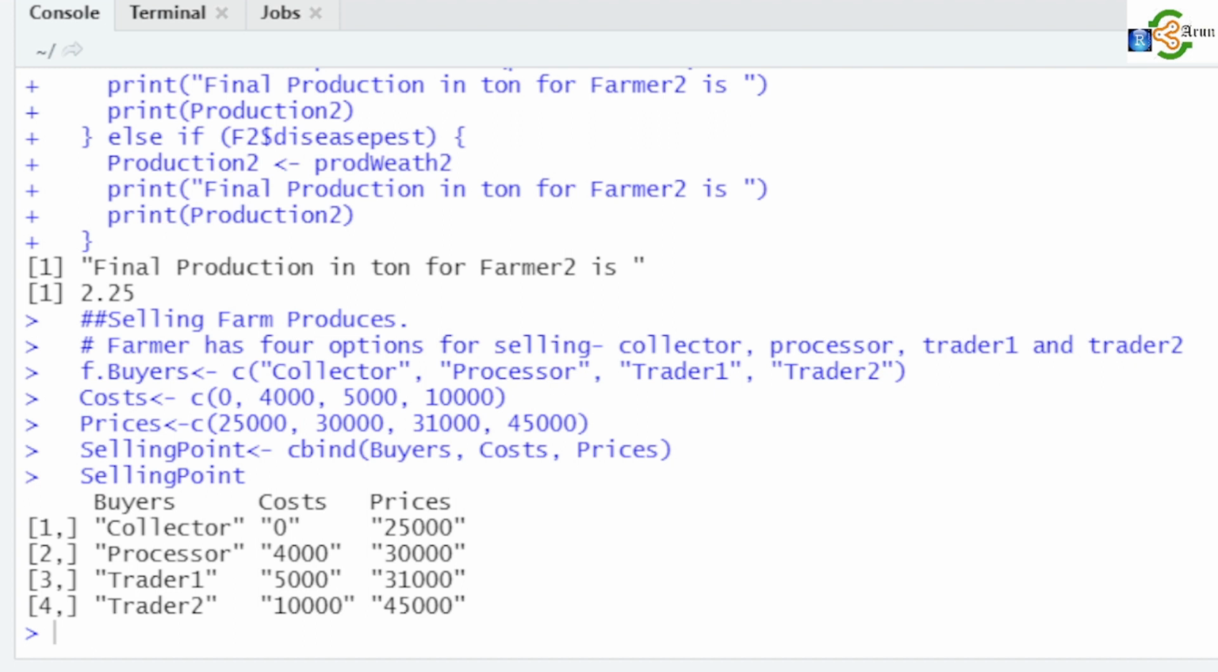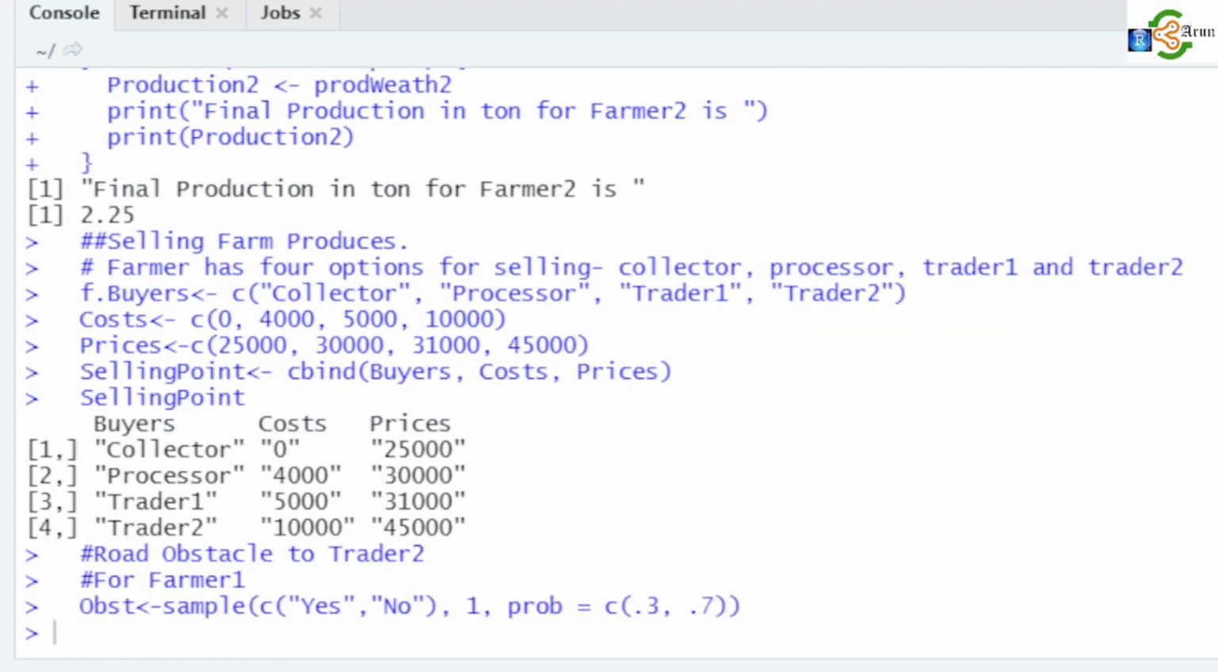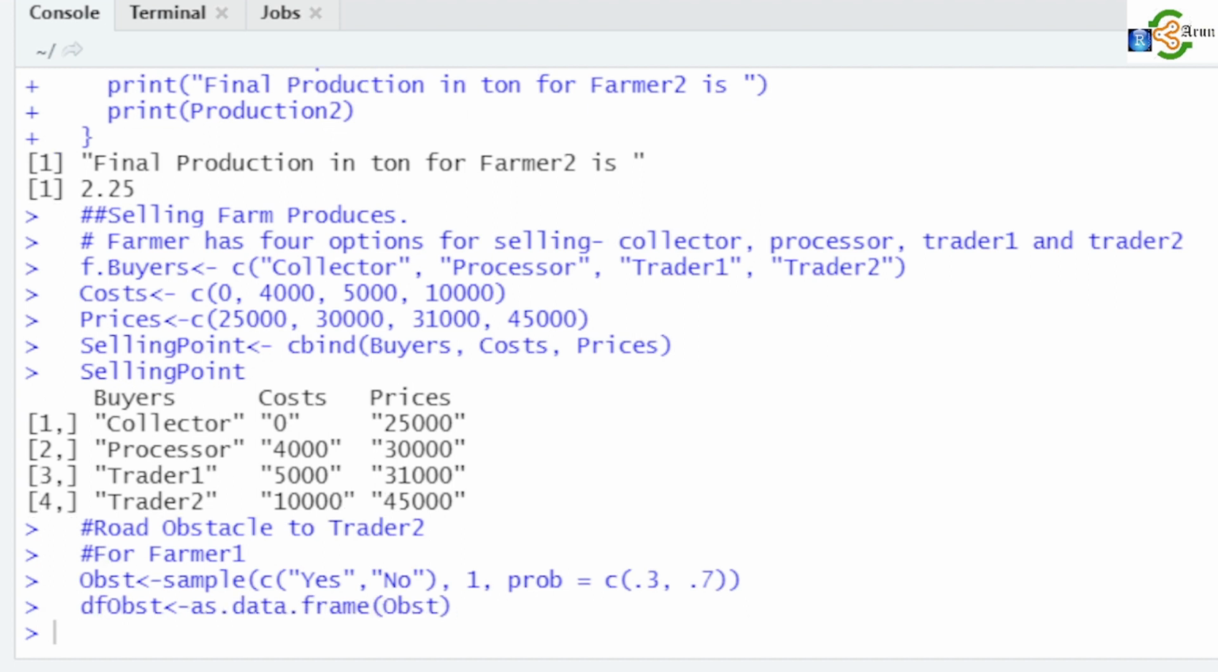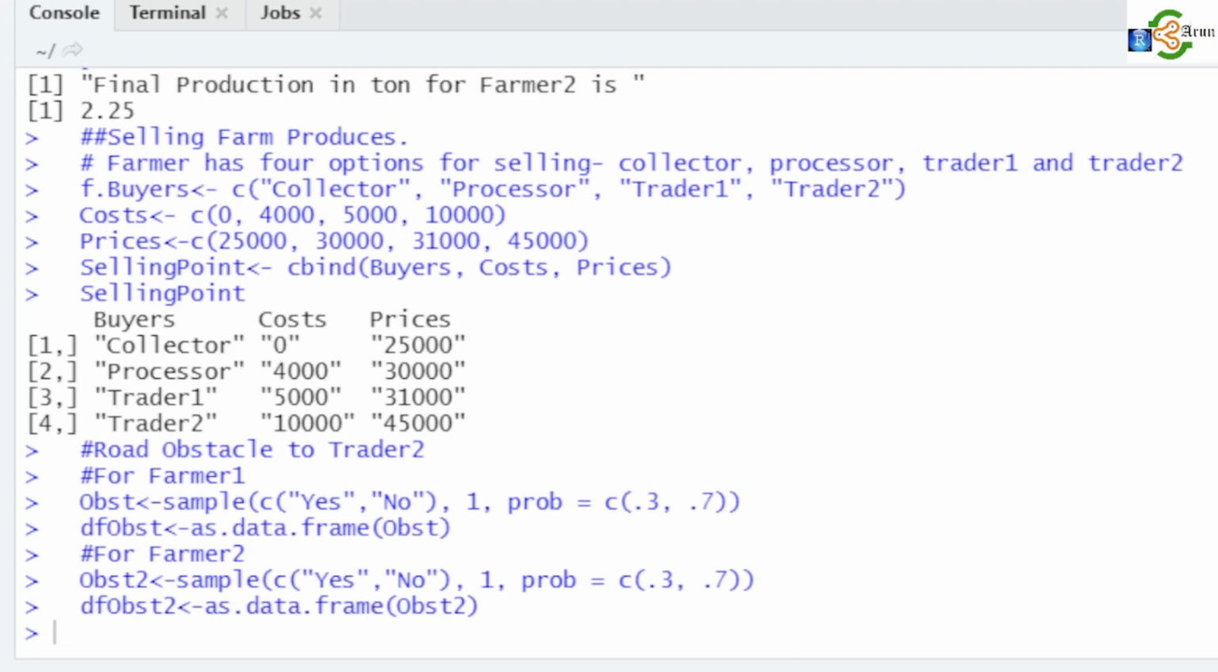Let's also run the simulation for the road obstacles. We already mentioned in the presentation that if you opt for trader 2, there is the possibility of encountering a trade obstruction. We have already simulated this in the background. If you opt for trader 2, it will be incorporated in your analysis; otherwise it doesn't matter to your analysis. Let's run the code for farmer 2. We have already run it for farmer 2, so let's do the farmer 1 sales.